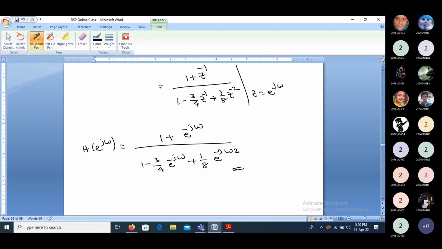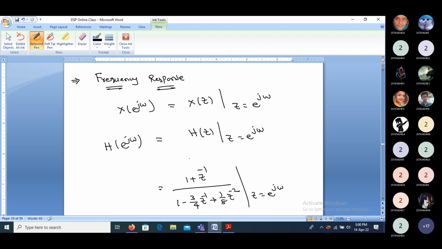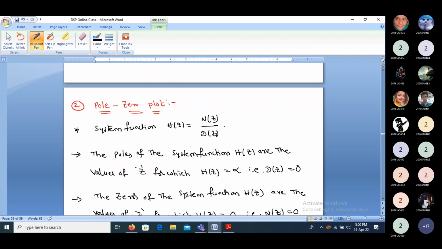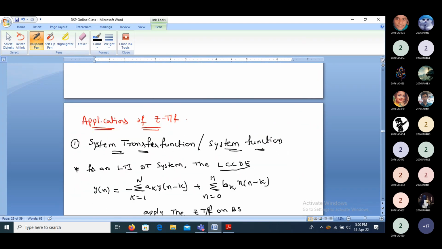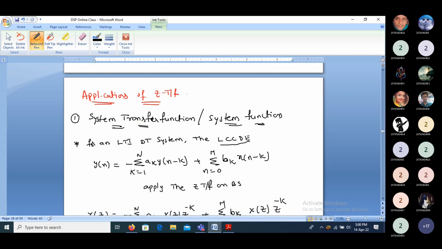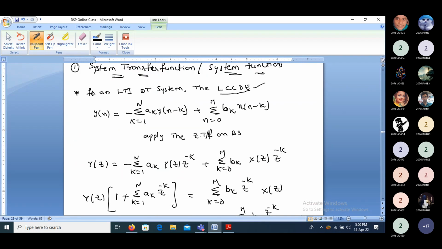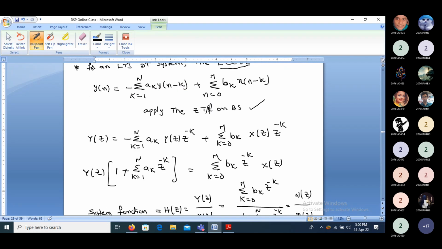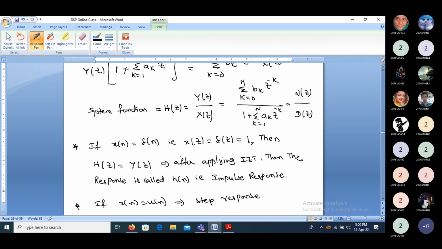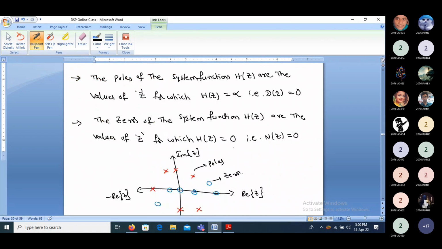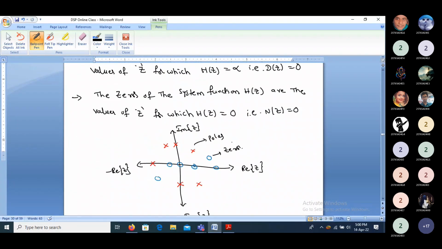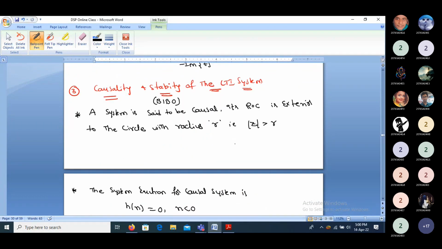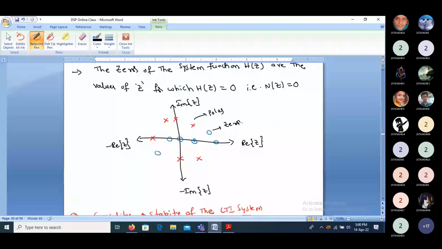Now the applications: system transfer function or system function. For a given LCCDE, we can apply the Z-transformation on both sides, then we get the system transfer function H of z equal to Y of z by X of z. Then the pole-zero plot: if the numerator is equal to 0, you get the zeros of the system function. If the denominator is equal to 0, you get the poles. After plotting the poles and zeros, check whether the system is causal or non-causal, stable or unstable.